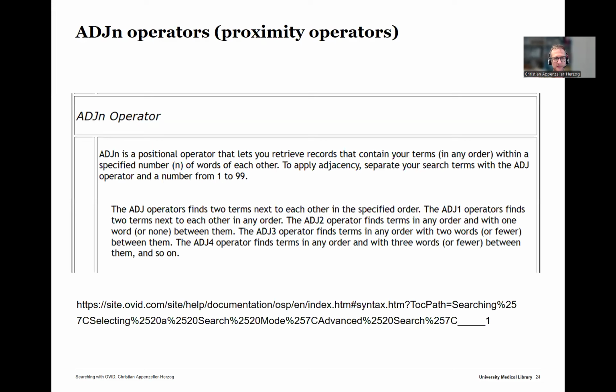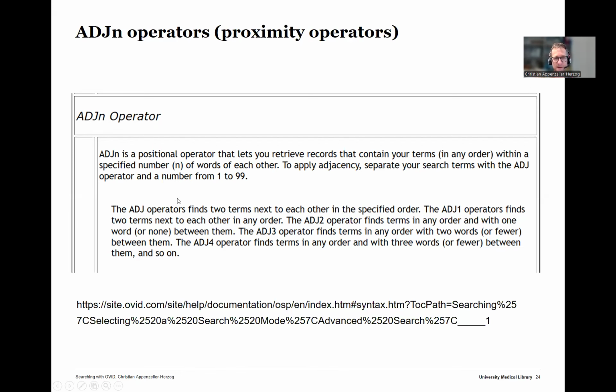Okay, and this slide here is the documentation of these adjacency operators, of these ADJ-N operators. So ADJ is a positional operator that lets you retrieve records that contain your terms within a specified number of words. And so that means, and maybe let's go to the next paragraph, if I only add ADJ, this operator finds two terms next to each other in the specified order.